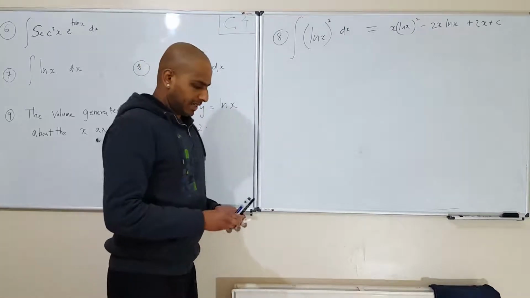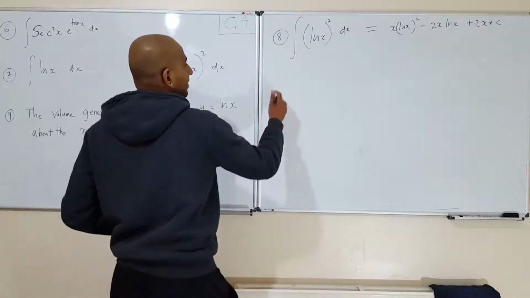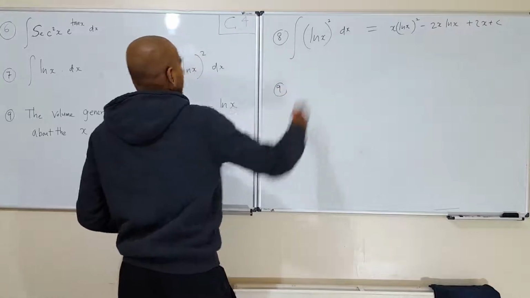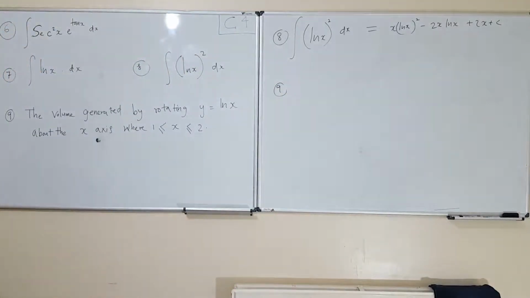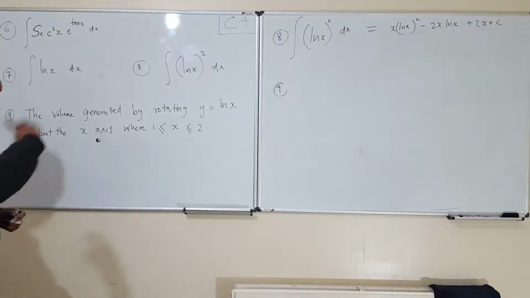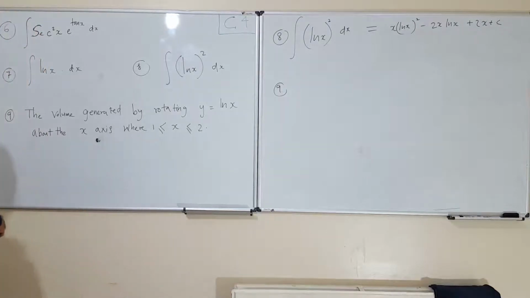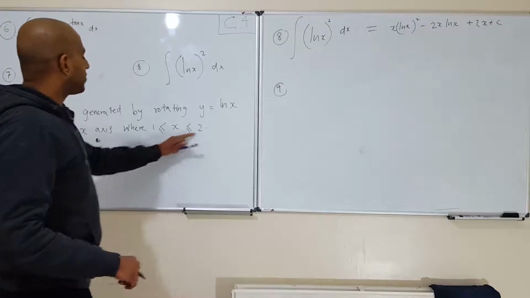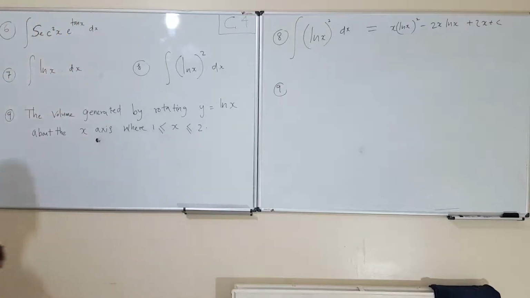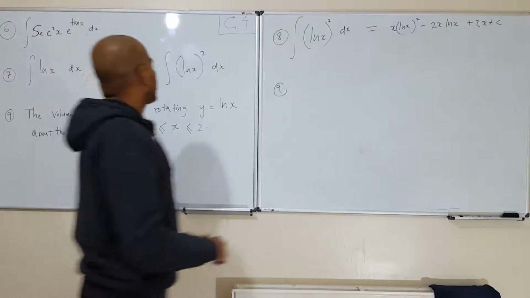Right. So let's look into the next question, number 9. Number 9 is a slightly different one. It's about volume generation, a rotation question. They say the volume generated by rotating y equals ln x about the x-axis, where x is from 1 to 2. So they are saying find the volume generated by rotating y equals ln x.